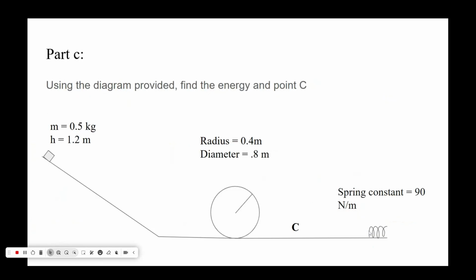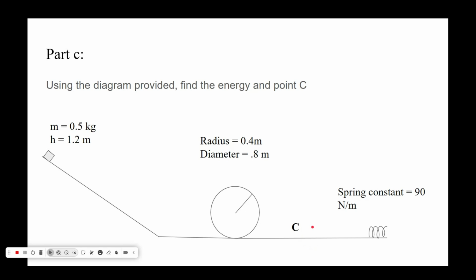So for part C, we want to find the total energy at point C. Right here, obviously, this is a flat portion of the track. The block is moving with solely kinetic energy. There's no other energy acting upon it, no elastic potential, no gravitational potential, because it is on the ground and moving towards the spring.